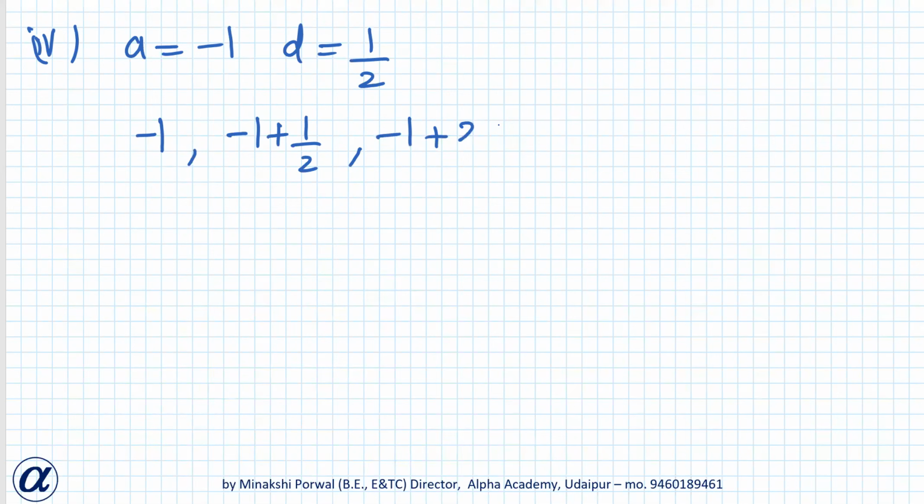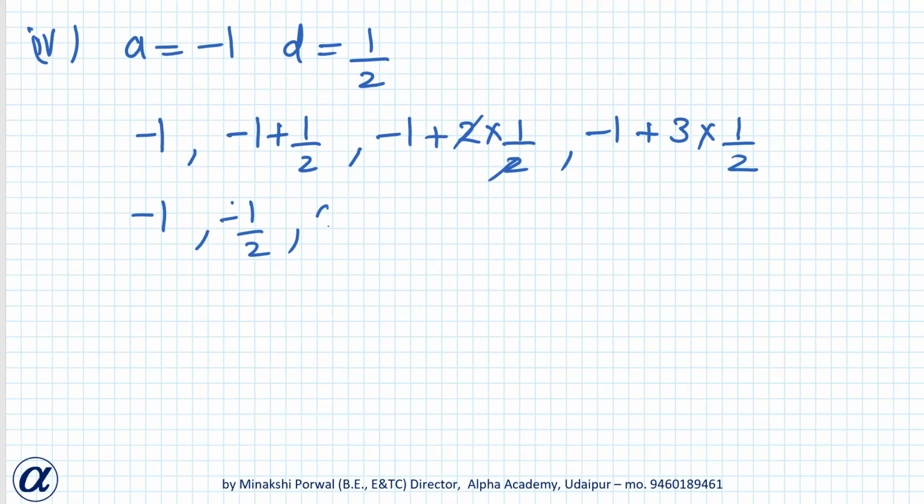Then fourth part, A is minus 1, D is 1 by 2. So first term is minus 1, then A plus D, A plus 2D, and A plus 3D. Okay, it is minus 1. Minus 1 plus 1 by 2 is minus 1 by 2. This is 0. And this will be minus 1 plus 3 by 2, that is equal to minus 2 plus 3 upon 2. So it is 1 by 2. This will be the answer.